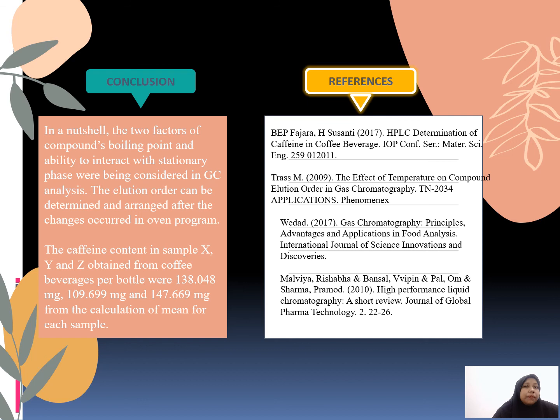The caffeine content in samples X, Y, and Z obtained from coffee beverage per bottle were 138.048 mg, 109.699 mg, and 147.669 mg from the calculation of the mean for each sample. This caffeine level, however, does not comply with the Indonesian Standard Agency regulation.